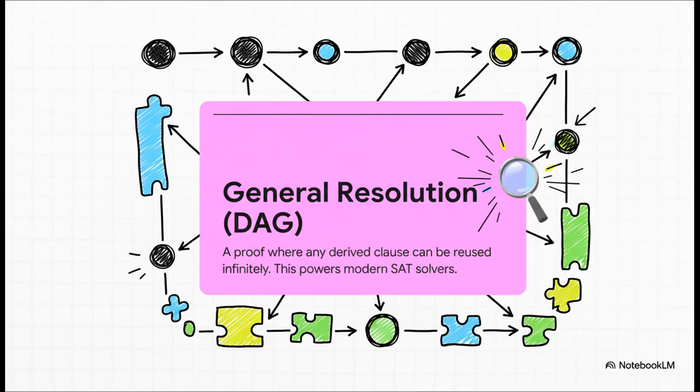First up, let's talk about the heavyweight champion, general resolution. You'll often see it called a DAG, for directed acyclic graph. This is the real deal, the most powerful, totally unrestricted form. The key word here is reuse. Any logical step you prove, any clause you derive, you can use it again and again, as many times as you want. This freedom is exactly what makes modern SAT solvers so incredibly powerful. This is the system as it exists out in the wild.